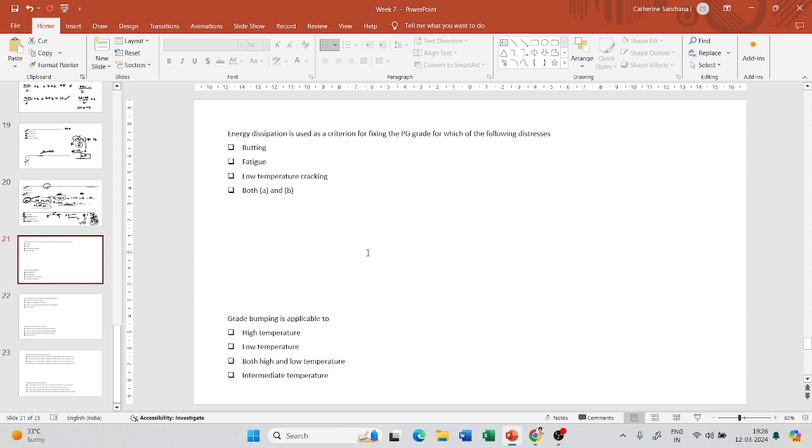So here energy dissipation is used as a criterion for fixing the PG grade for which of the following distresses. If you see, we have criteria as G star by sine delta for rutting and G star into sine delta for fatigue. And here you have criteria such as the modulus at 60 seconds, and the slope of the E of t curve at 60 seconds.